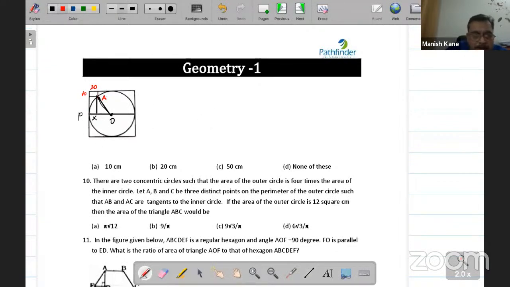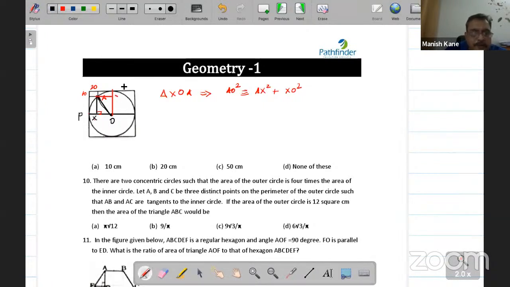Now, in triangle XOA, triangle XOA is a right triangle. So we can have AO square is equal to AX square plus XO square, right? AO is something that we need to find out. But what can you say about AX? If you join these two lines also, you will realize that AX is the same as OM.